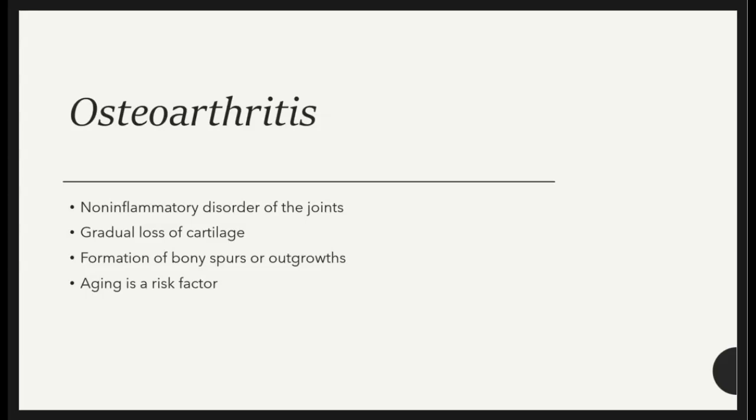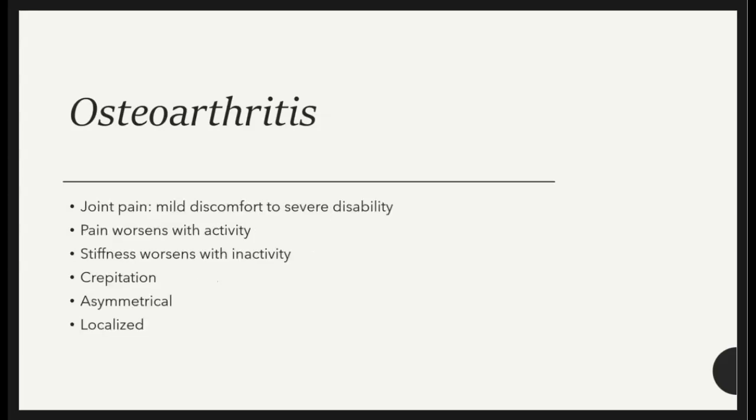Patients can form these bony spurs or outgrowths onto their bones that cause pain and kind of catch along each other. Aging is a risk factor, even though it's not a normal part of the aging process. The symptoms of osteoarthritis include joint pain. It's usually on one side as opposed to both sides, because again, that asymmetrical aspect. Whereas rheumatoid arthritis is an inflammatory disorder, that one's bilateral or systemic.